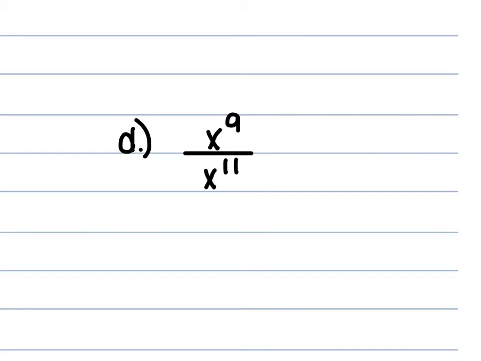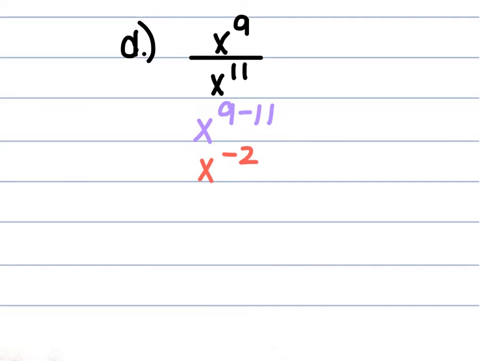For D, we have x to the 9th power over x to the 11th power. We keep the x, subtract the 9 and the 11. We're going to get x to the power of negative 2. Remember, you can't keep the negative 2. You have to turn it into a positive 2. So take the reciprocal of that term. It's 1 over x squared.